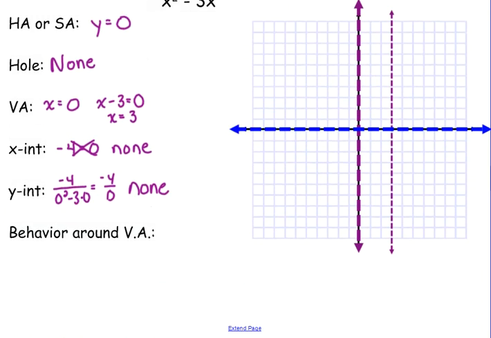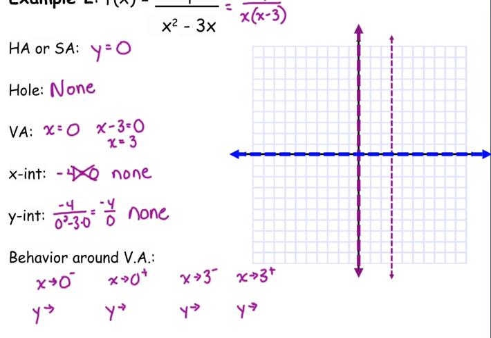Okay, behavior around the vertical asymptote. We have two of them, so we need to do two analyses here. 0 from the left, 0 from the right. 3 from the left, and 3 from the right. In all these cases, we're wanting to know where our y values are headed. So I really want us to continue to practice with the whole sign analysis thing. So let's do that. 0 from the left, let's use -0.1 for an example.